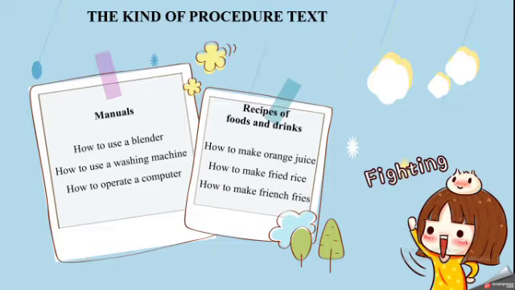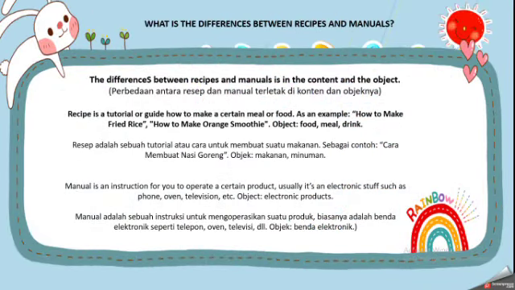The kind of procedure text that we learn today is about recipes and manuals. The first, recipes of foods or drinks. For example, how to make orange juice, how to make fried rice or how to make French fries. The second is manuals, for example, how to use blender, how to use a washing machine, or how to operate a computer.